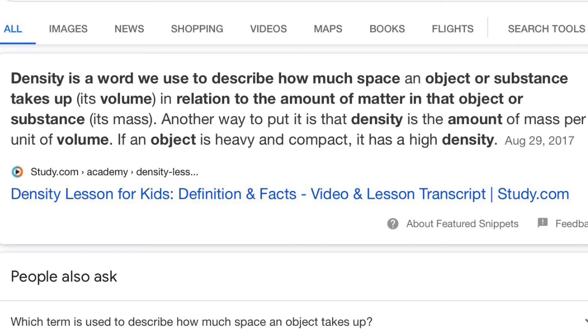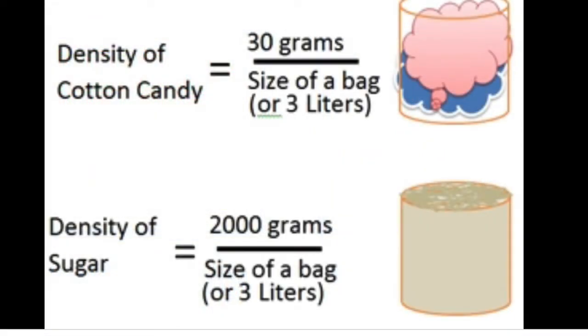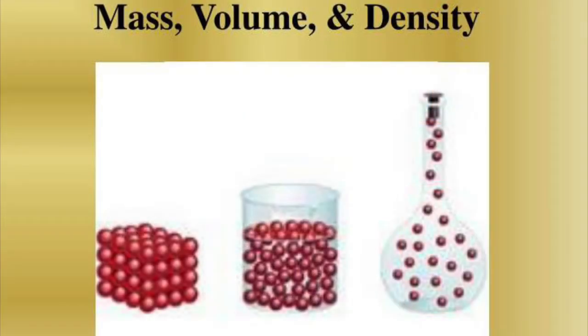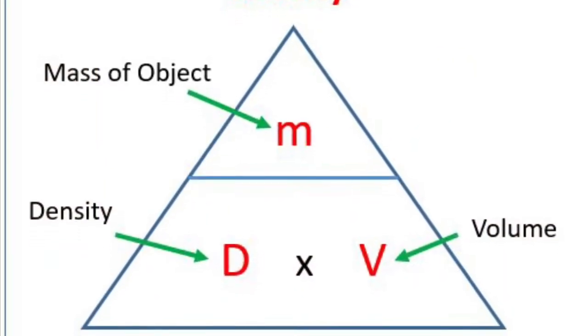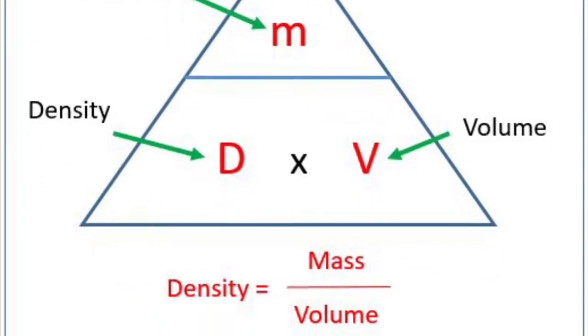Density is a word that we use to describe how much space something takes up, that's its volume, in relation to the amount of matter in that object or substance, its mass. Another way to put that is that density is the amount of mass per unit of volume. If an object is heavy and compact, it has a high density. If an object is light and takes up a lot of space, it has a low density. An object's density, mass, and volume are all related to one another. Specifically, the density of an object is equal to its mass divided by its volume.